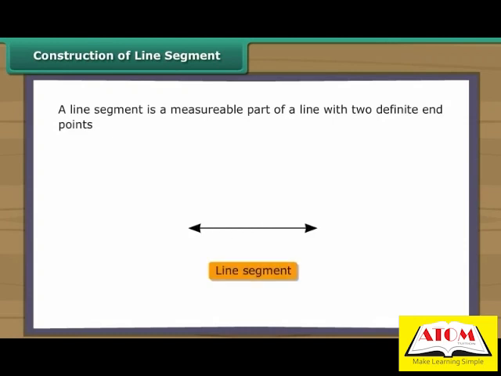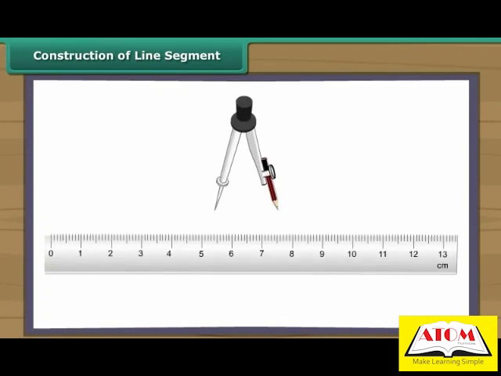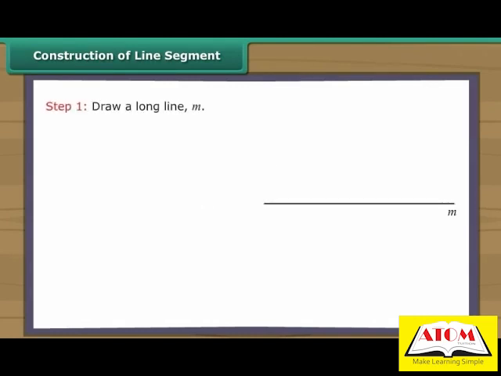Construction of line segment. A line segment is a measurable part of a line with 2 definite endpoints. We use a ruler and a compass to construct a line segment. Let us construct a line segment 5 centimeters long. Draw a long line M. Mark a point X on it.